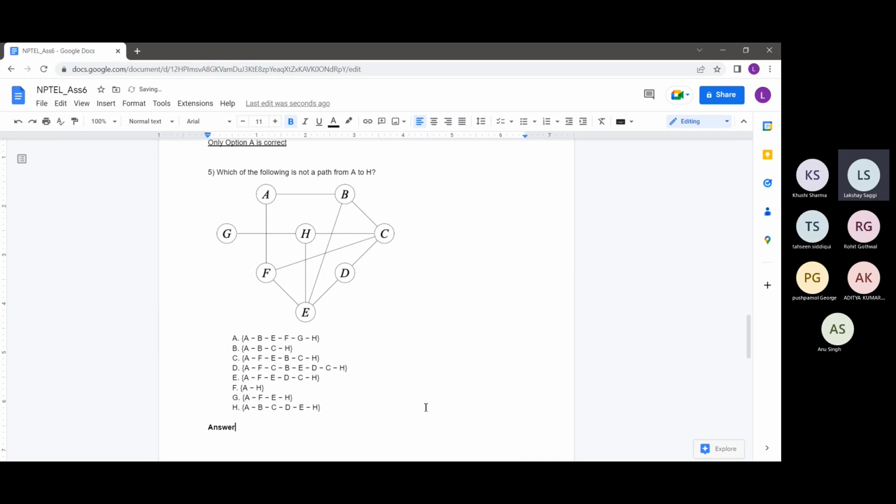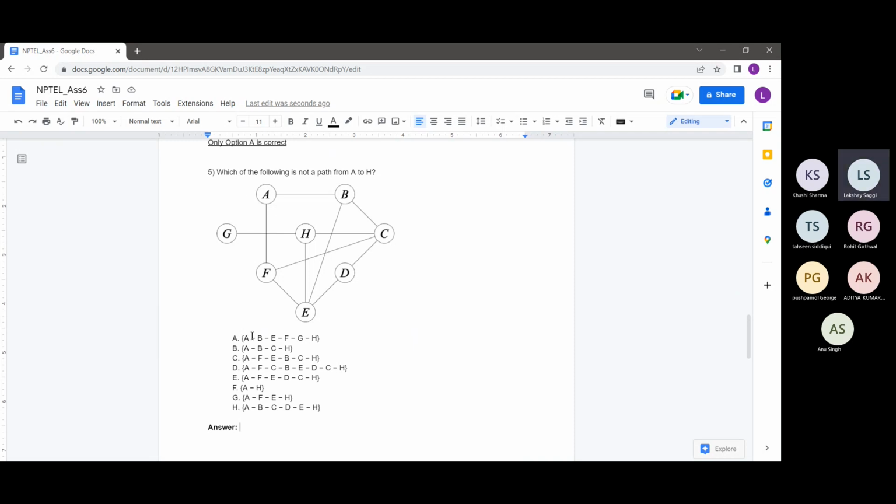So the fifth question says: which of the following is not a path from A to H? A path, as you have already seen in the lectures, is a sequence of distinct vertices such that every pair of vertices is connected by an edge in that sequence. I will not type out the definition since it has already been covered.